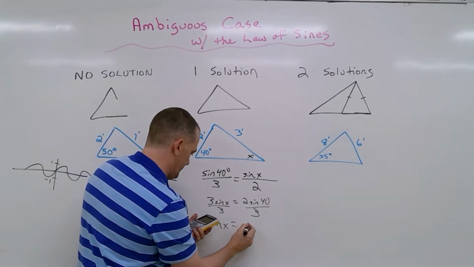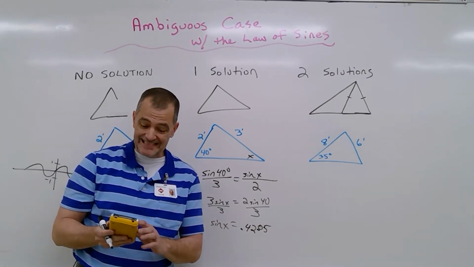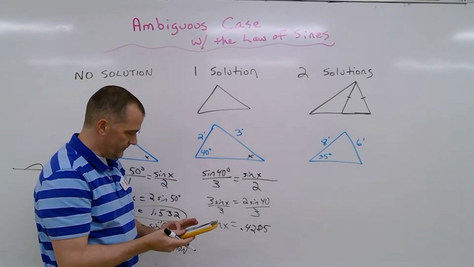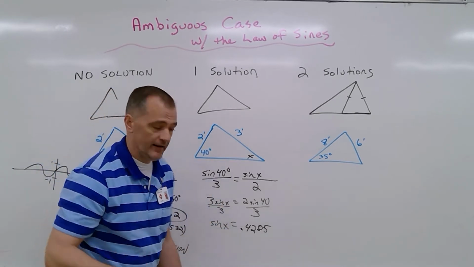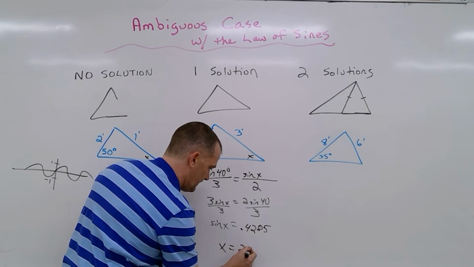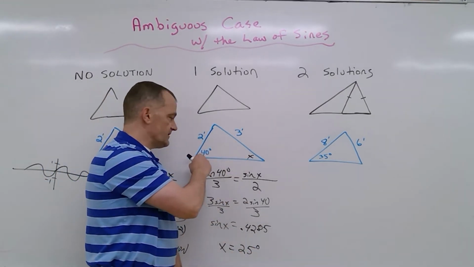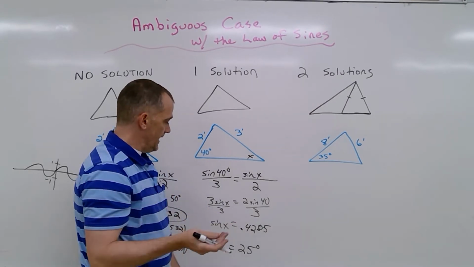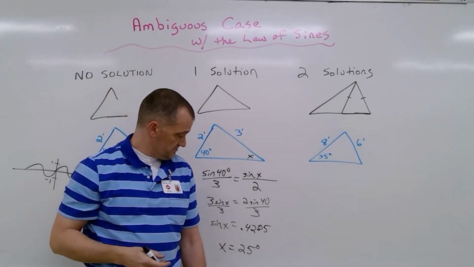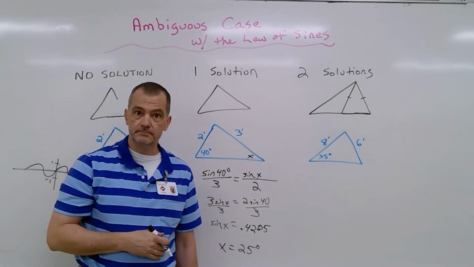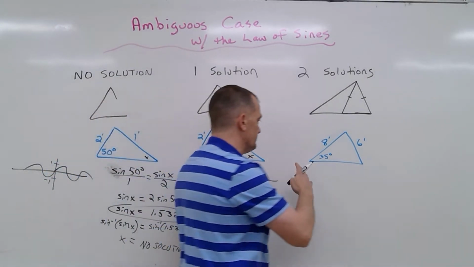And I get 0.4285. I'm now going to type in second sine of 0.4285, and I get roughly 25 degrees. Not exactly, but I'm going with 25 degrees. So that's 25 degrees, that's 40 degrees, so that would be 65, so 115 more. We can find that third one real quick. Okay, one solution.